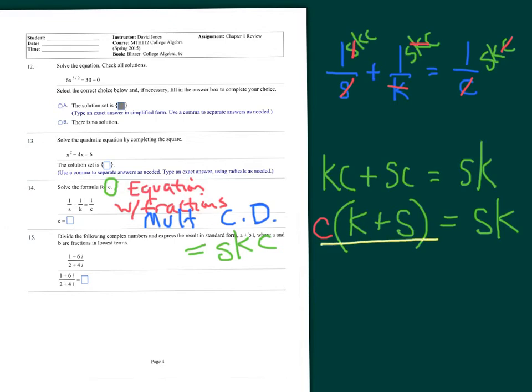So divide the left by k plus s, and that's going to cancel out those two, and then divide the right by the same thing.